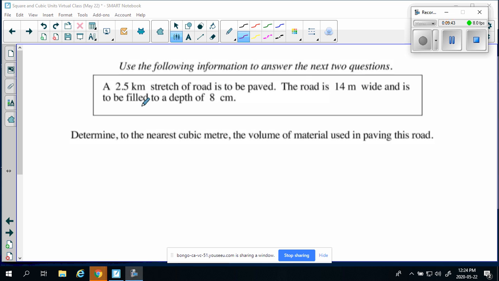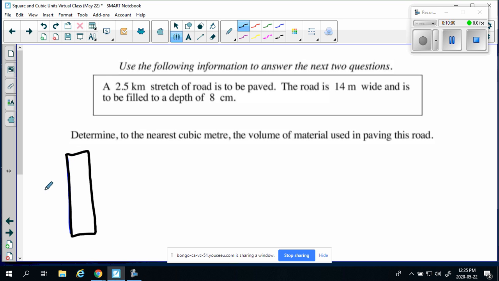A 2.5 kilometer stretch of road is to be paved. The road is 14 meters wide and is to be filled to a depth of 8 centimeters. Determine to the nearest cubic meter the volume of material used in paving this road. So I'm going to draw a picture of what's going on here to try and show you what's happening. We have a stretch of road that's 2.5 kilometers long. And the road is 14 meters wide. But then when we fill the pavement, we're trying to fill it like a little box. It has to go to 8 centimeters deep.